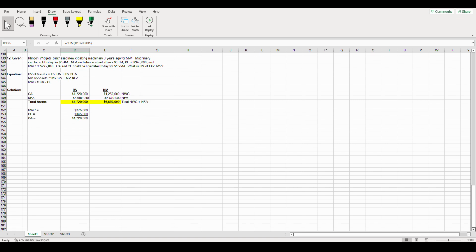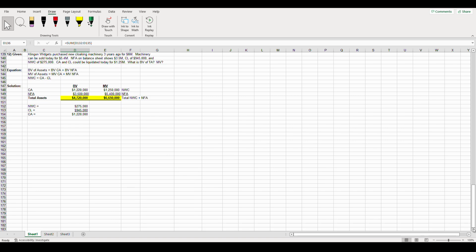And finally, we have problem number 12. Klingon Widgets purchased new cloaking machinery 3 years ago for $6 million. The machinery can be sold today or liquidated for $5.4 million. Net fixed assets on the balance sheet on my books shows $3.5 million. That means it's been depreciated from its original $6 million purchase price.